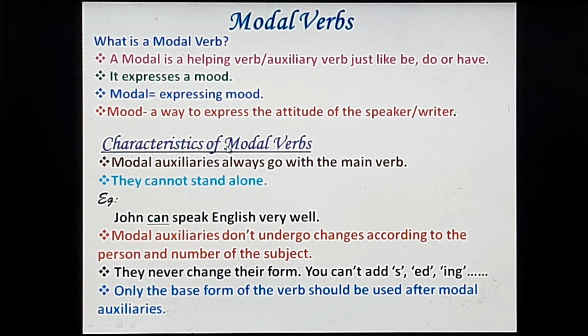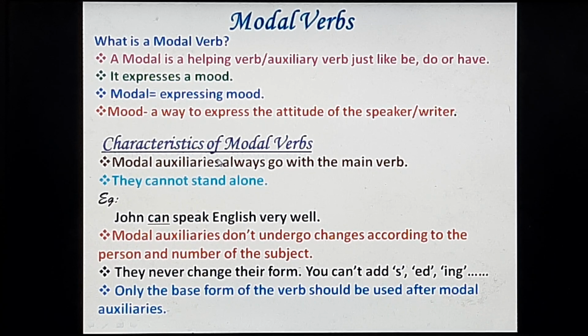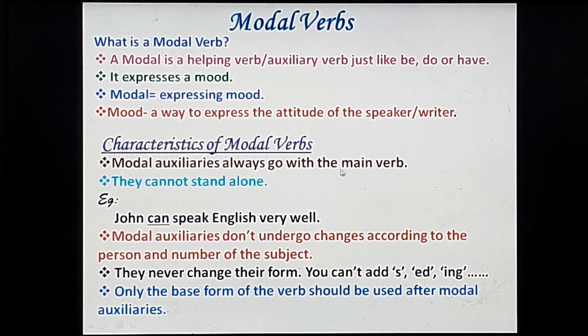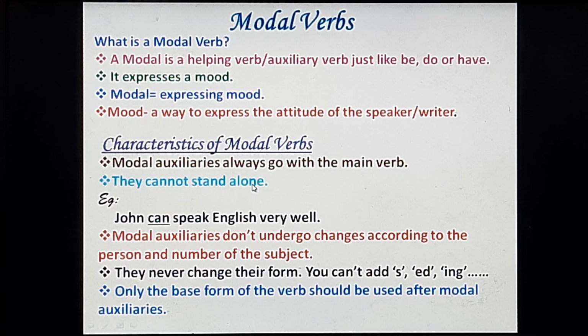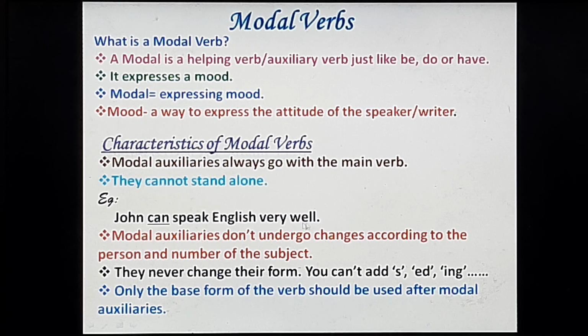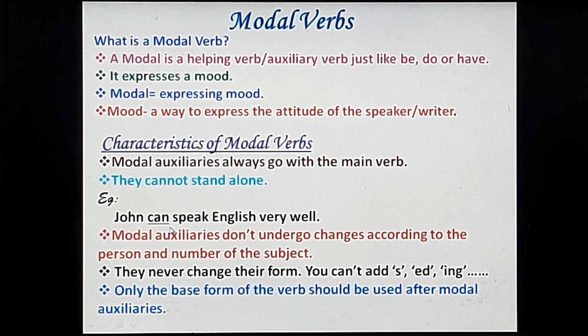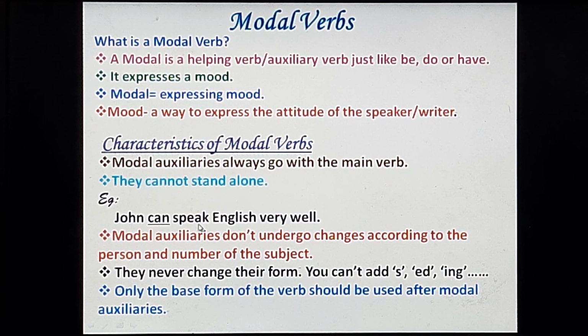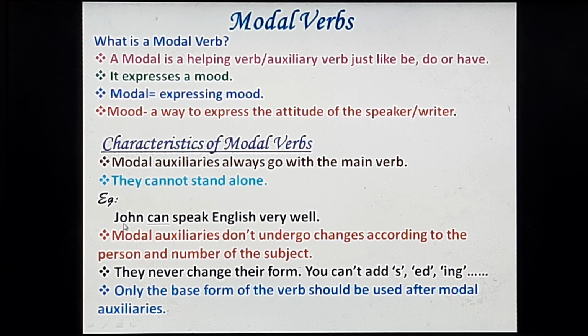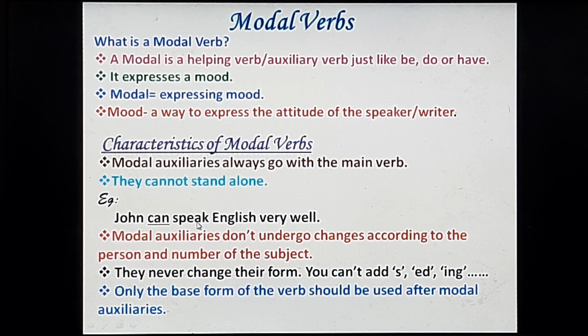Now, characteristics of modal verbs. Modal auxiliaries always go with the main verb, they cannot stand alone. Now, this is very important. Let's see the example. John can speak English very well. Can is your modal auxiliary, speak is your main verb. So, you cannot say John can English very well. It will make no sense. So, remember, modal auxiliaries always go with the main verb.